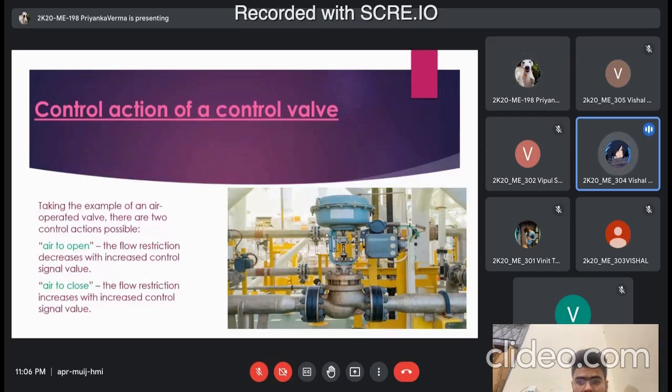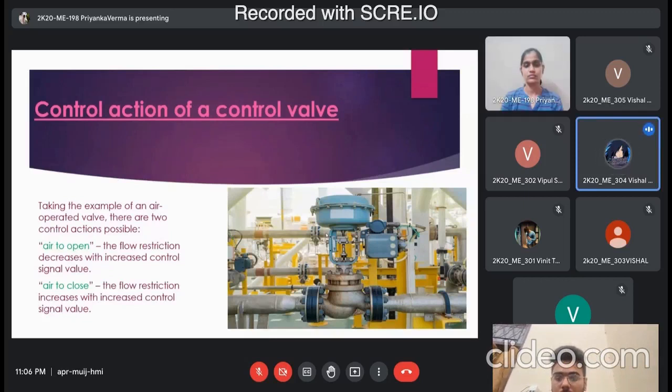Control action of the control valve. Taking the example of an air operated valve, there are two possible control actions. Air to open: the restriction decreases with increased control signal value. And the second one is air to close: in this, the flow restriction increases with increased control signal value.